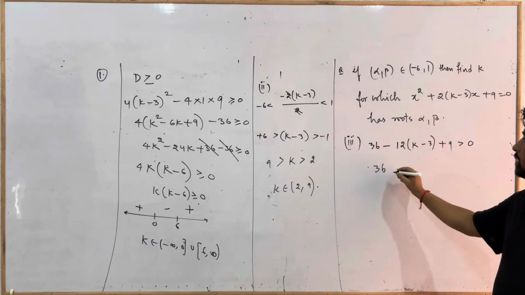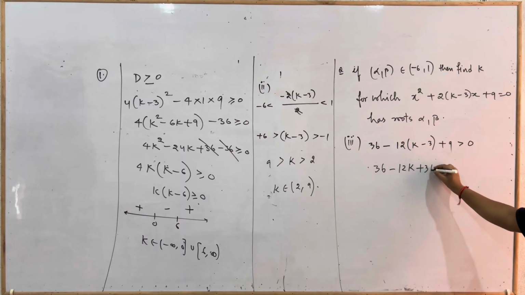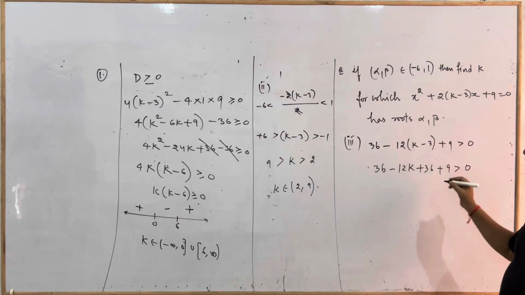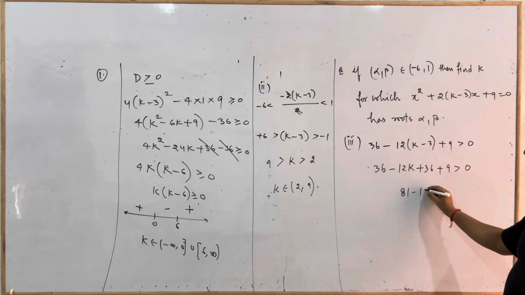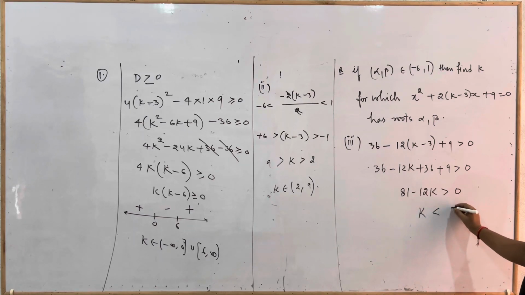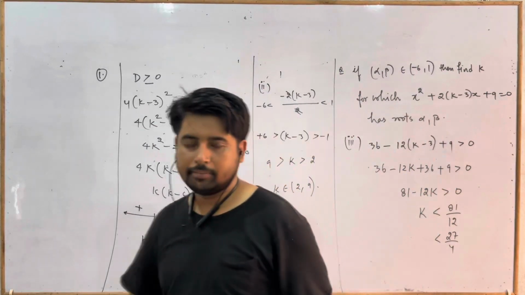So it's 36 minus 12k plus 36 plus 9 greater than 0. That means what? 72 plus 9, 81 minus 12k greater than 0. So k is less than 81 by what? 12. That is less than what? 27 by 4. Right. Okay.